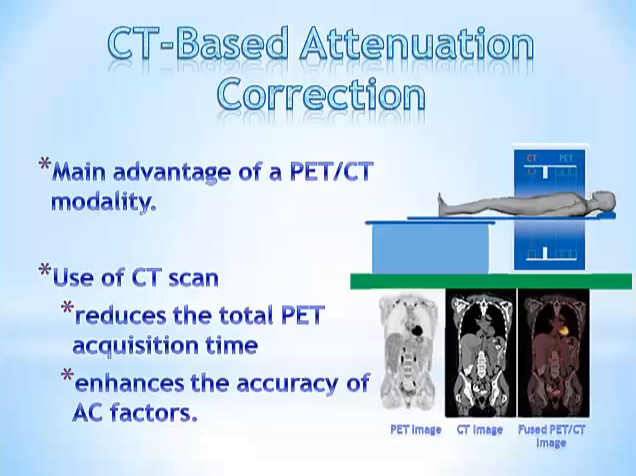So the use of CT scan reduces the total PET acquisition time and enhances the accuracy of the attenuation correction factors. Concisely, upon the completion of the CT scan, the CT attenuation coefficients analogous to different types of tissue are mapped to their respective PET energies, which will create a PET attenuation correction map.